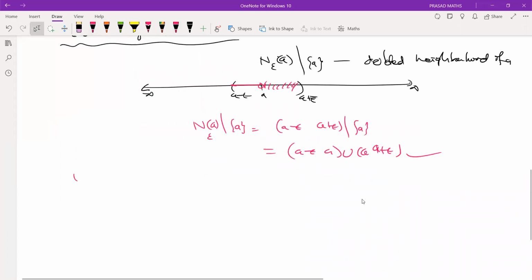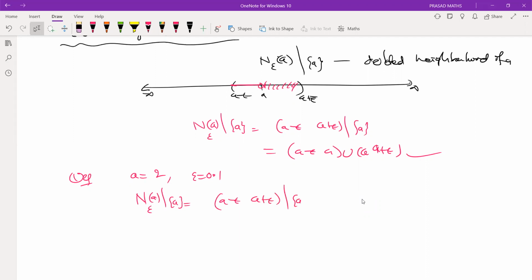For instance, take an example: suppose A is equal to 2 and epsilon is 0.1. What is my deleted neighborhood of the point? Simply A minus epsilon, A plus epsilon, minus A. A minus epsilon is 1.9, A plus epsilon is 2.1, minus 2 itself.